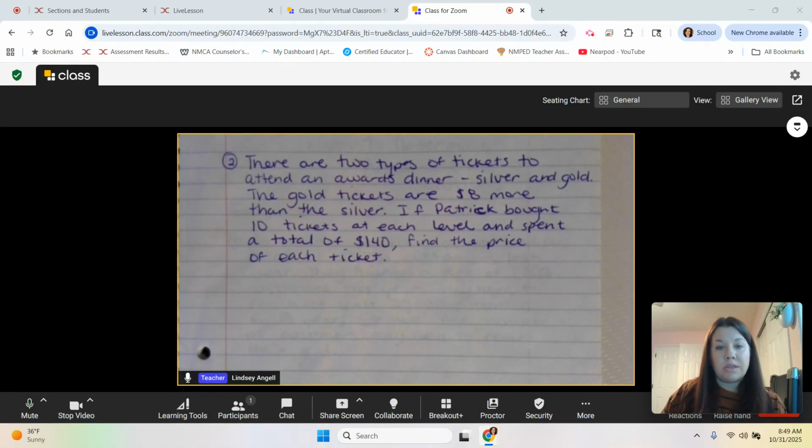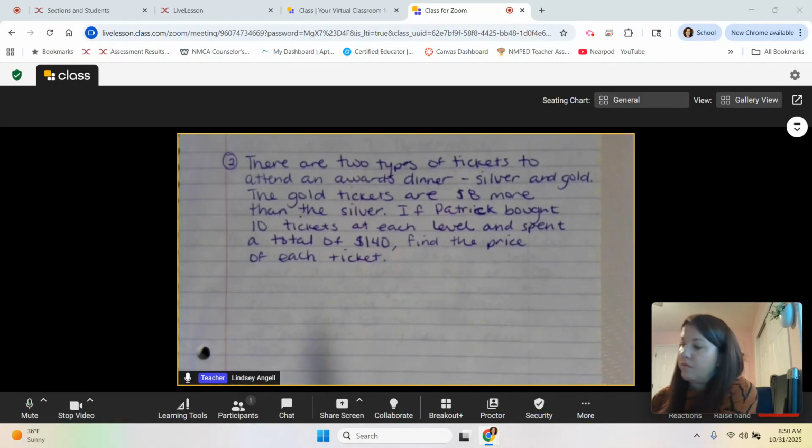There are 2 types of tickets to attend an awards dinner: silver and gold. The gold tickets are $8 more than the silver. If Patrick bought 10 tickets at each level and spent a total of $140, find the price of each ticket. So with this, there are 2 different types of tickets, and we know he spent a total of $140, and he bought 10 tickets at each level.